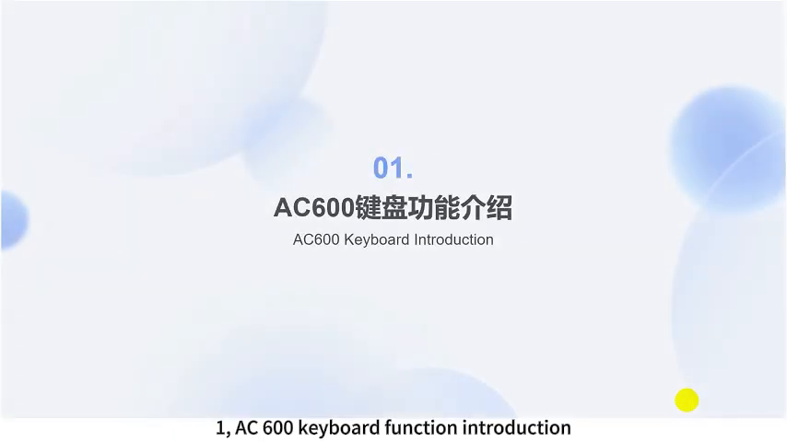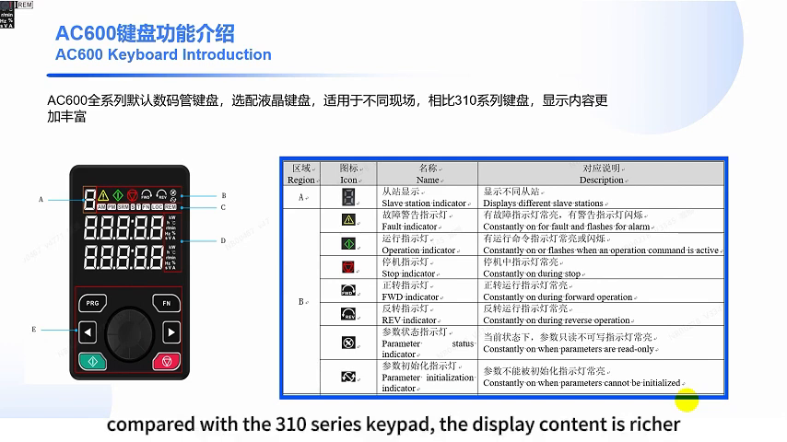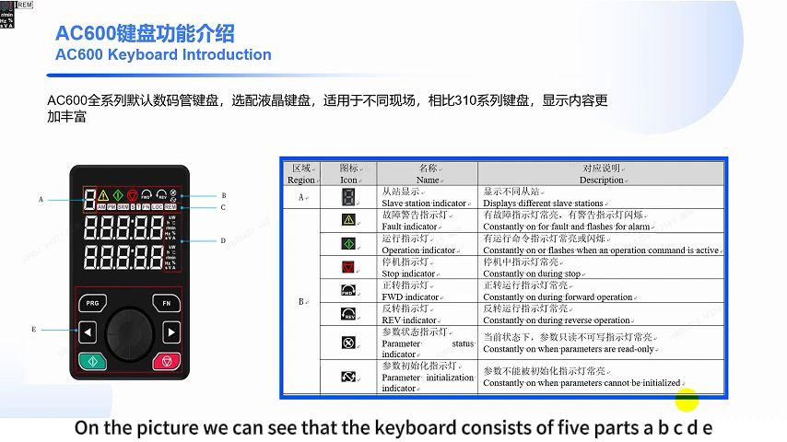1. AC600 Keyboard Function Introduction. AC600 series default digital 2 keypad, optional LCD keypad, applicable to different sites. Compared with the 310 series keypad, the display content is richer. On the picture we can see that the keyboard consists of 5 parts A, B, C, D, E.